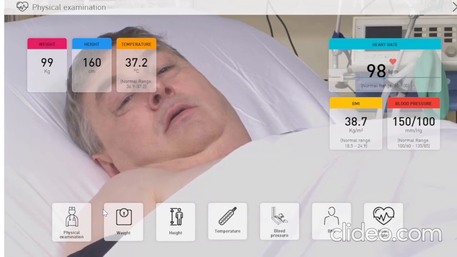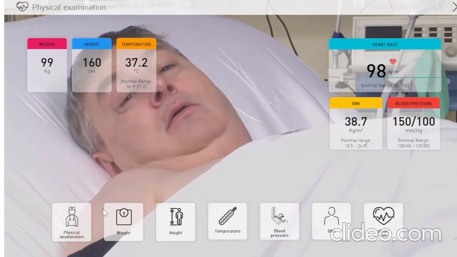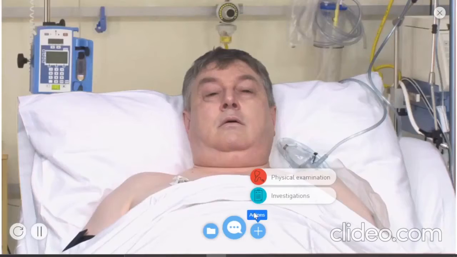So yeah, it's high. And even the blood pressure, which is 150 over 100. And his BMI is even high. So he's obese. And his temperature is normal.